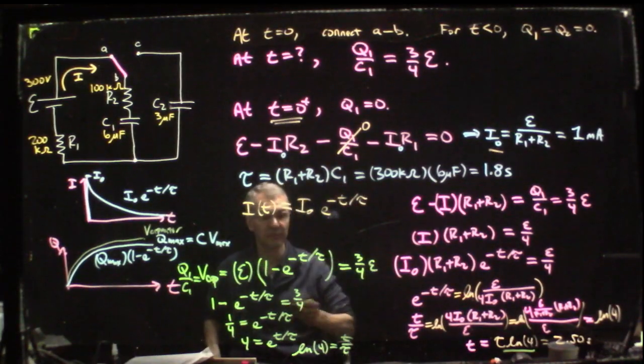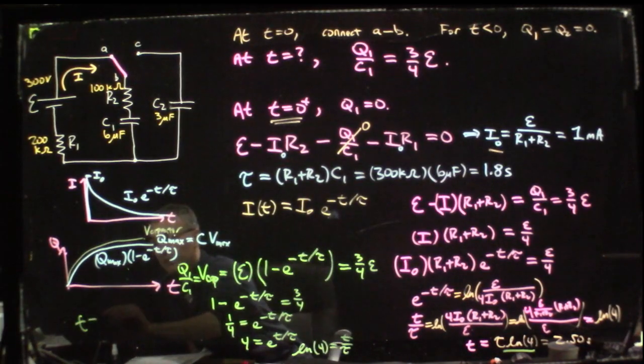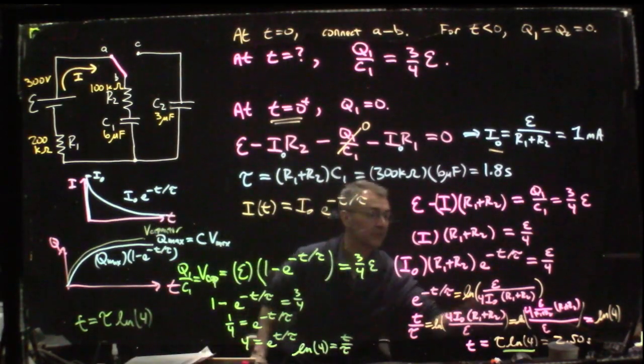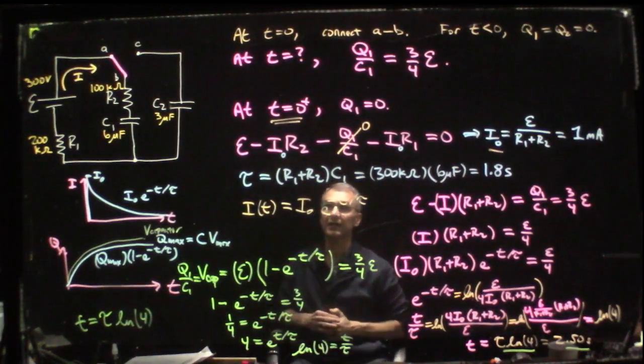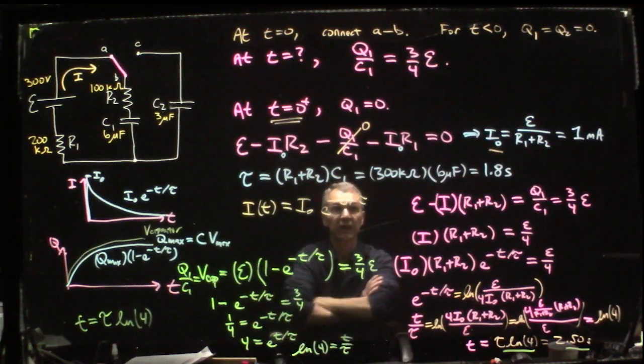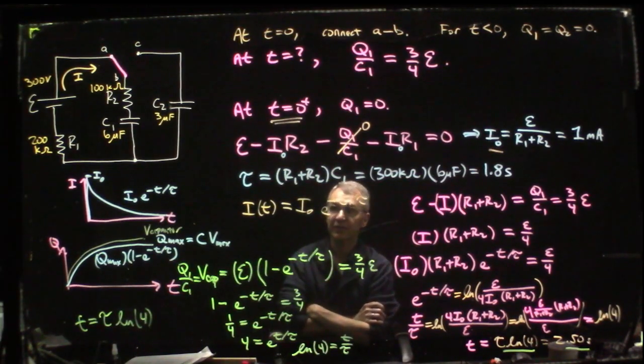So the time when this happens is the time constant times the natural logarithm of 4, which is the same answer, 2.5 seconds. So we answered problem A two different ways. And in this case, I think the second way was much more direct. Okay, so that's kind of interesting.